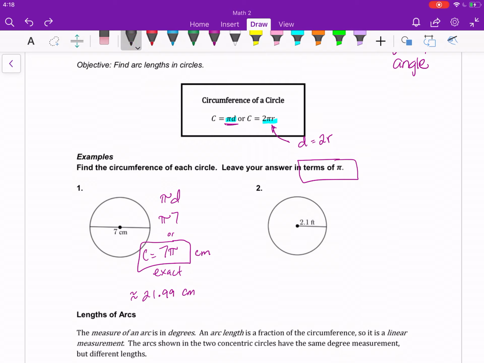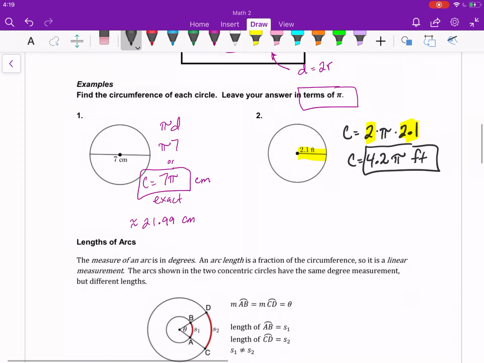But for this next one, I'll go ahead and keep it in terms of pi. So remember our circumference, on our second one, we've got our radius for this one. So we'll do 2 times pi times the radius, 2.1. But the nice thing is you can go in any order you want. So I'm going to go ahead and do 2 times 2.1. So it's 4.2 pi, and then my unit would be feet. And there you have it.